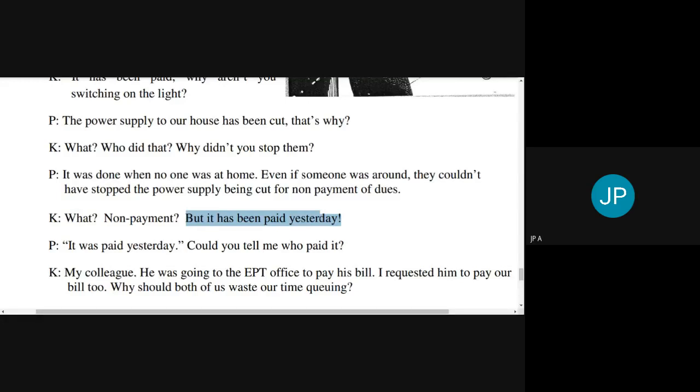Exactly, it is a tense error. Yes, it is an error in tense. He is using past, present perfect with time. Okay, so he says it has been paid yesterday.